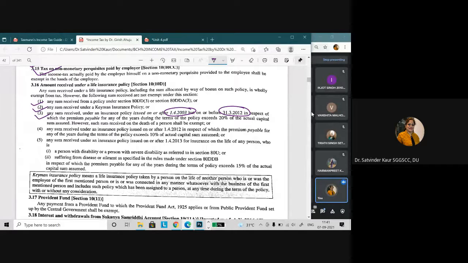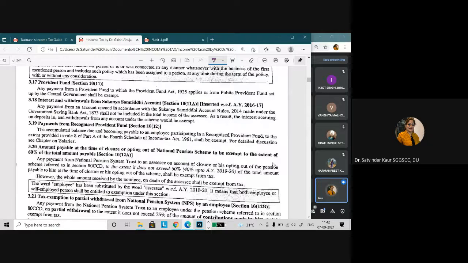If the premium exceeds 20%, then in that case it will not be exempt. However, such a sum received on the death of the person shall be exempt. Similarly, after 1st April 2012 the premium limit became 10%, and after 1st April 2013, if any sum is received on the insurance of a person with disability or severe disability under 80U deduction, all these points we are going to discuss in detail under the head salary, so don't worry about it.